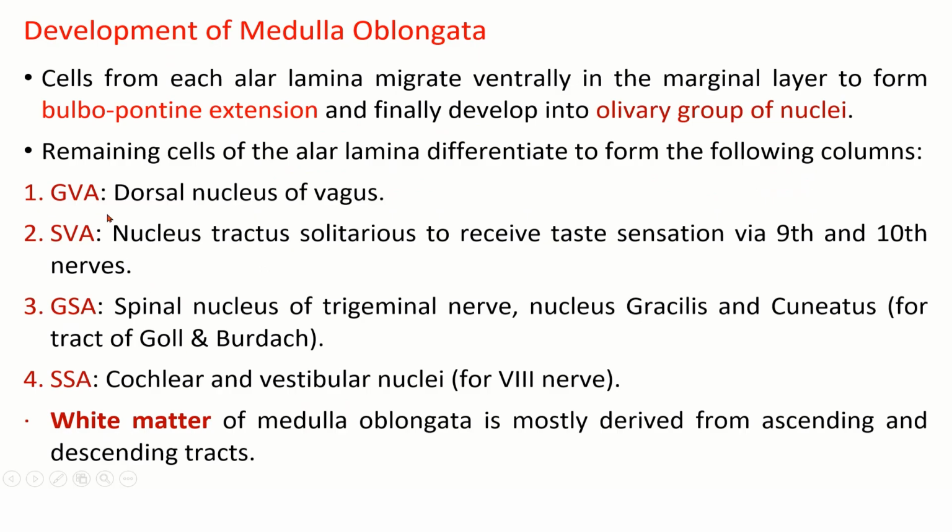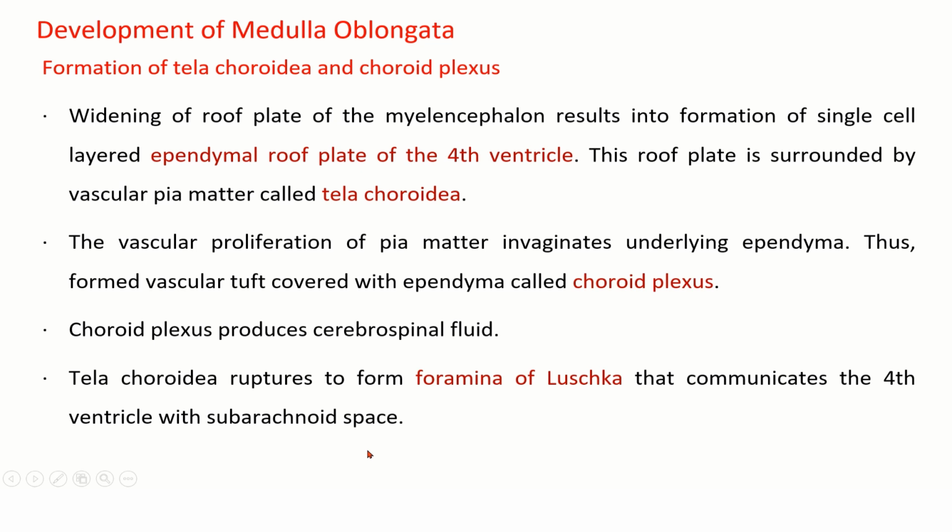So you can see the general visceral afferent is the dorsal nucleus of vagus. Special visceral afferent is the nucleus tractus solitarius, to receive taste sensation via the 9th and 10th cranial nerves. General somatic afferent is the spinal nucleus of the trigeminal nerve, nucleus gracilis and nucleus cuneatus for the tracts of Goll and Burdach. And special somatic afferent is the cochlear and vestibular nuclei. The white matter of the medulla oblongata is mostly derived from ascending and descending tracts.